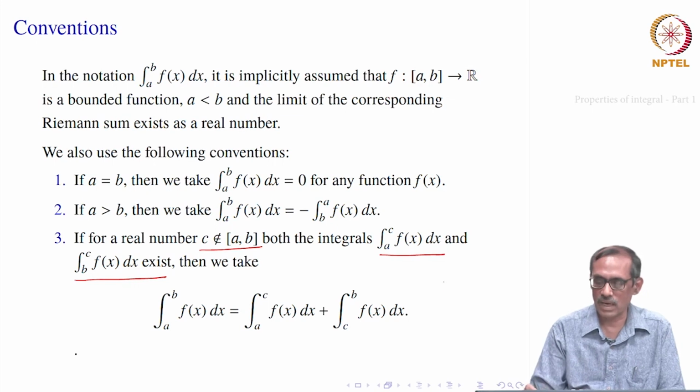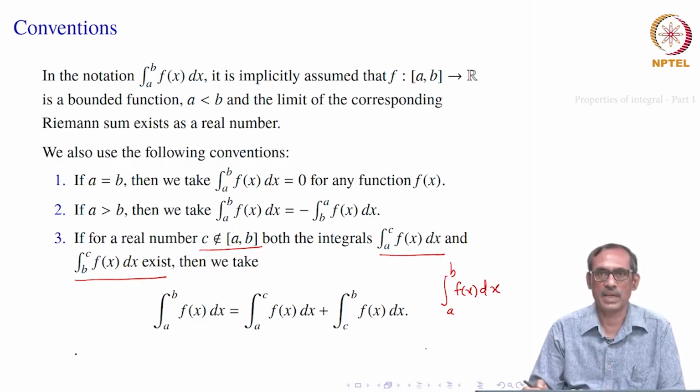So, now when an integral appears in the form a to b f of x dx, we need not assume that a is less than b. Of course, that is the crucial case which will decide everything, all its properties. Even if a is greater than b, it is alright, it will be negative of integral b to a f of x dx. That much is enough for us to remember.